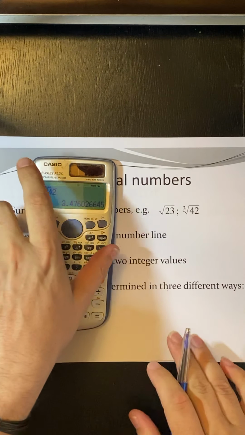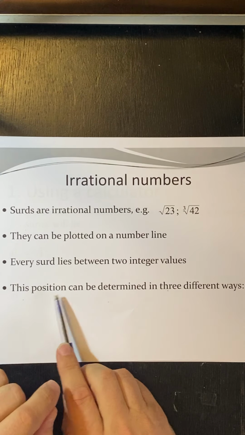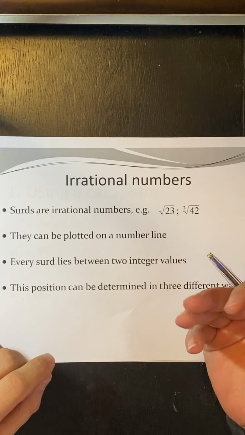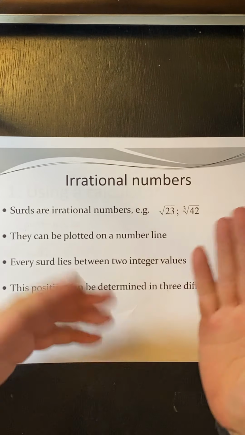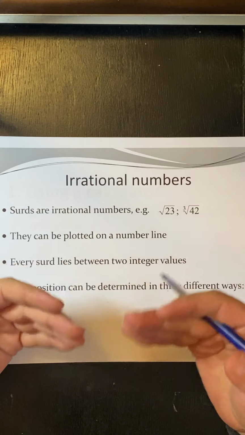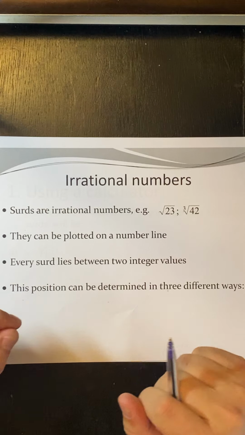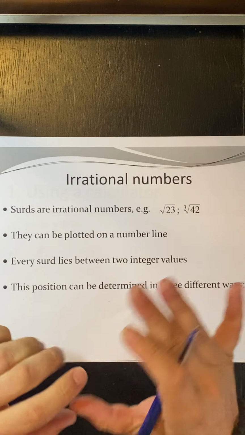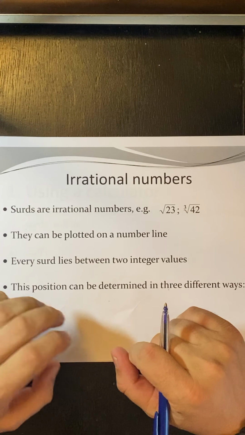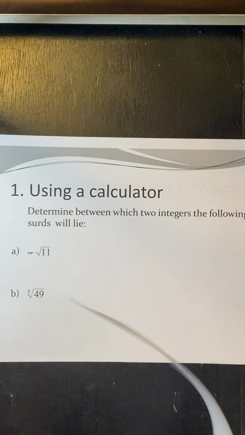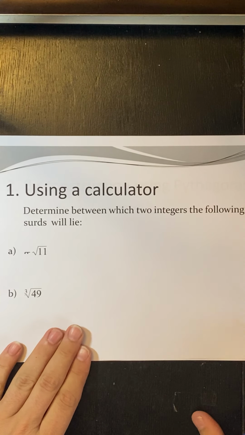Then this position can be determined in 3 different ways. The one way is with the calculator. The other way is we're going to use square numbers or cube numbers and so on. There is a third way, which is the Pythagoras way, which we'll have a look at, but I would rather you either use a calculator or the square or cube root way, and I'll show you in a second.